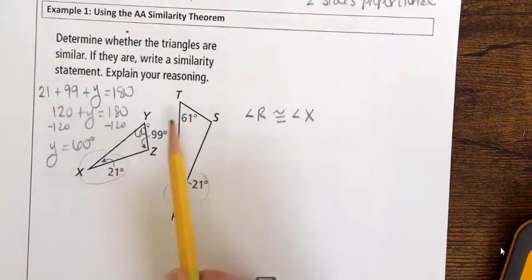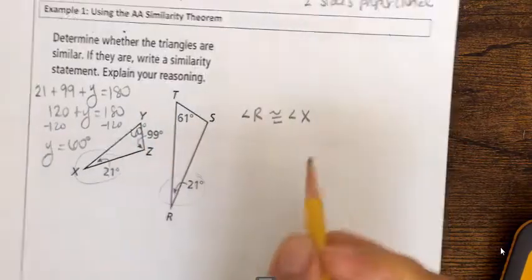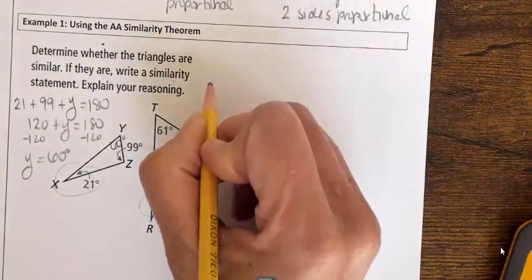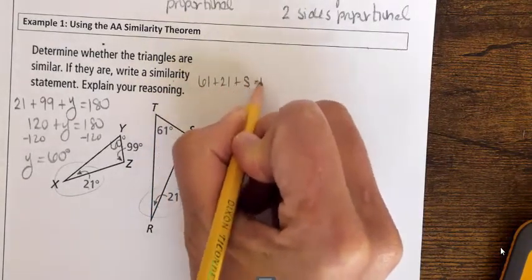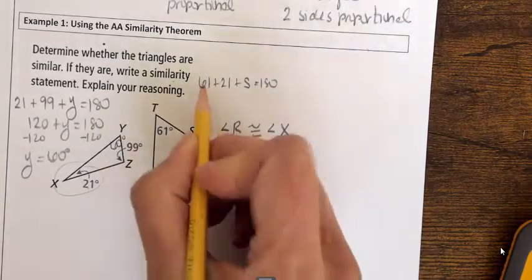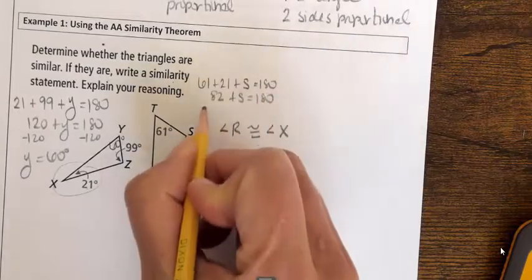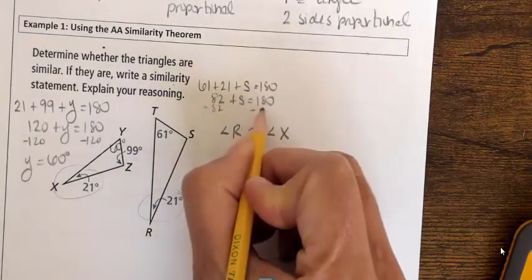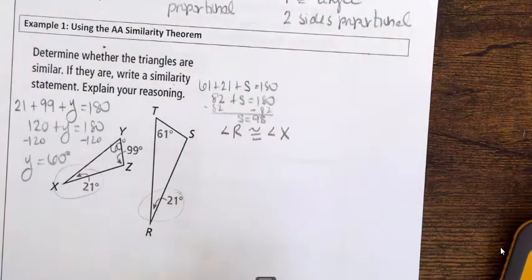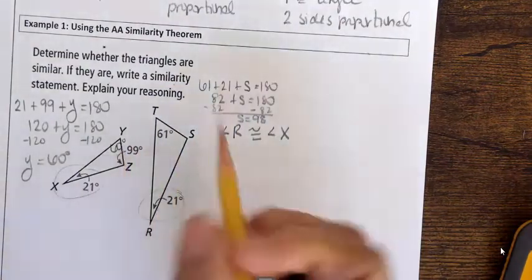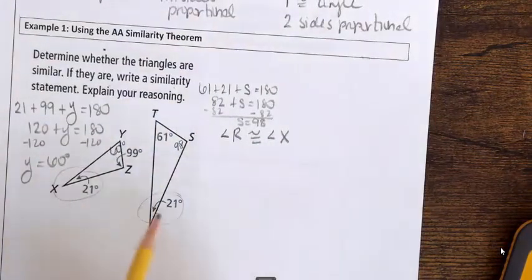Well, notice I needed that angle to be 61, I believe. Let's see what angle S is. Okay, so let's come over here. So 61 plus 21 plus S equals 180. So that's going to be 82 plus S equals 180. Subtract 82 from both sides, and I get the fact that S is equal to 98. So if this is 98, there's really only one pair of congruent angles here.